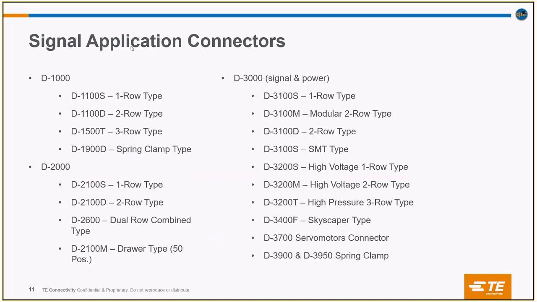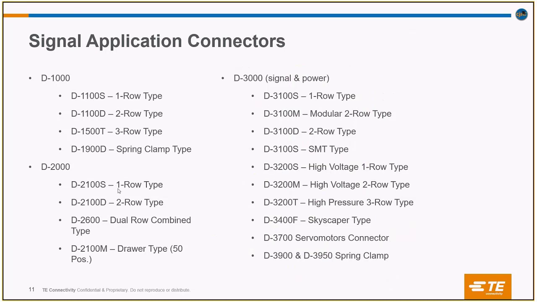Let's talk about the dynamic signal application connectors. We are talking about some of the features of this D1000, D2000, D3000, but we are going to go into more detail also. The D1000 is divided into 4 subcategories, or there are 4 parts in that family. We have the D1100S, that is a single row type. Whenever I say single row, I find it very easy to imagine a comb. A comb is a single row. Then dual row, again add another row onto that comb. Then we have 3 row types as well. And spring clamp: when the wire comes in, the spring comes into action and holds the wire tight.